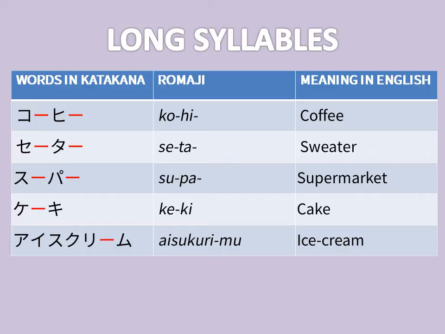Seta. Then supermarket, we will pronounce it as super. Super. Then we have cake, which will pronounce it as keiki. Keiki. Then we have ice cream, which will pronounce it as aisukurimu. So the longer sound is given by the hyphen. I have highlighted it with the red text color.